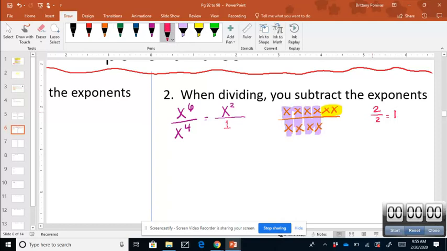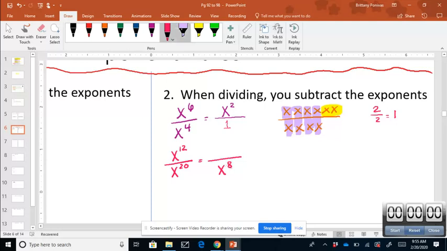Now what happens if the exponent on bottom is bigger than the exponent on top? It's the same thing. What's bigger, 20 or 12? 20. So that means your x is going to stay on bottom, and you subtract them. 20 minus 12. 8.